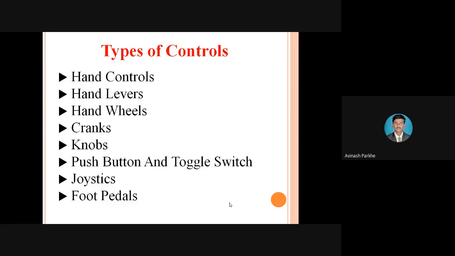And displays play a very important role, because if I have to observe the reading on that particular display, that reading should be easily observed by the operator. If the scale provided on the display is not properly visible to the operator, or if the pointer is not rotating properly as per the output, it is very difficult to obtain the clear output.